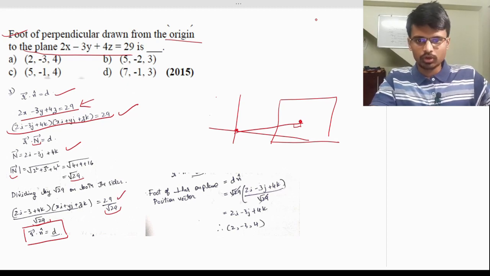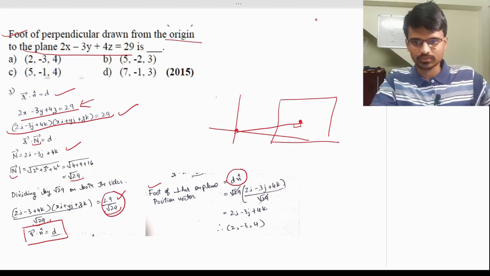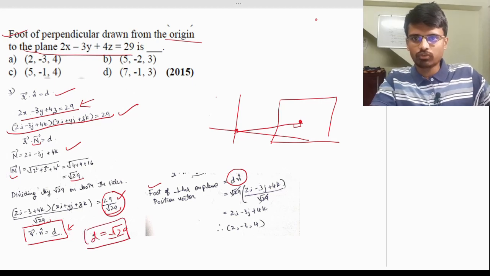Now the foot of the perpendicular on the plane can be found using d into n cap. Okay, so we have already found the distance. Sorry, our d is root 29. Comparing with the standard equation, we have found out what our d is. d is root 29.